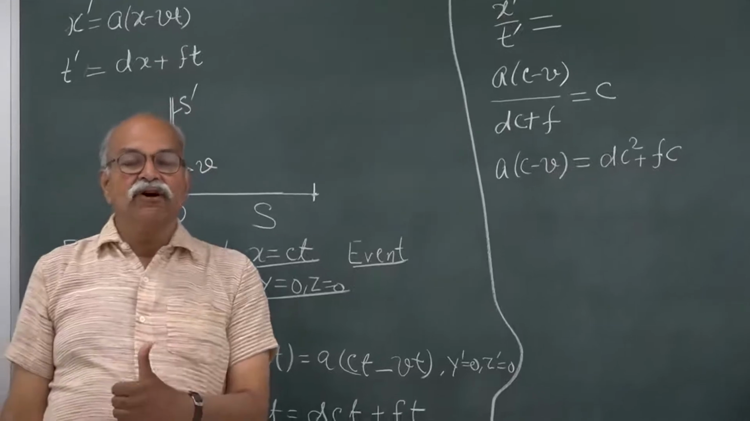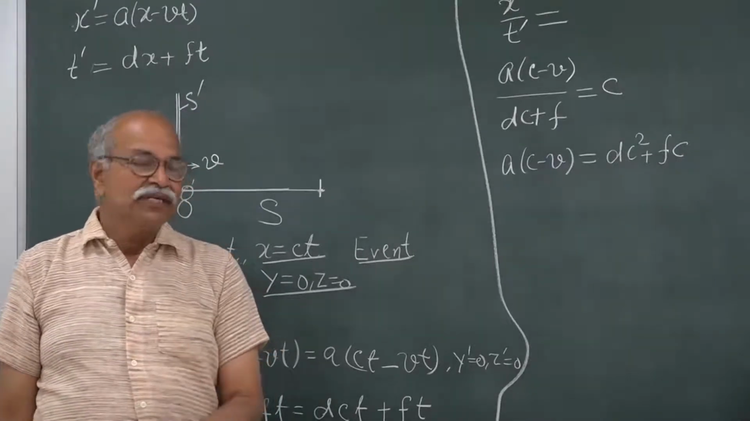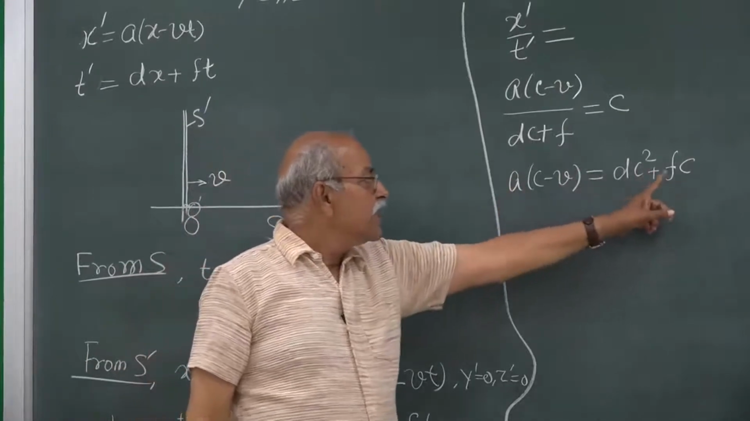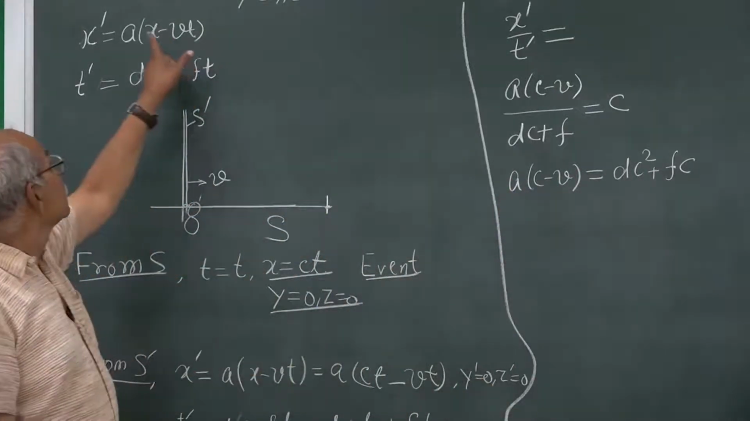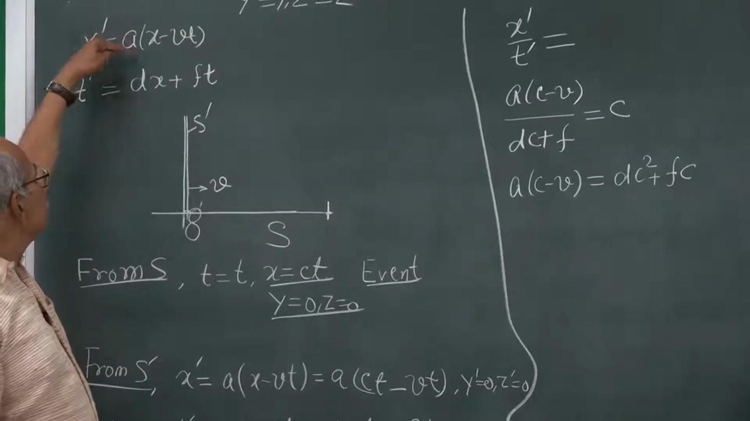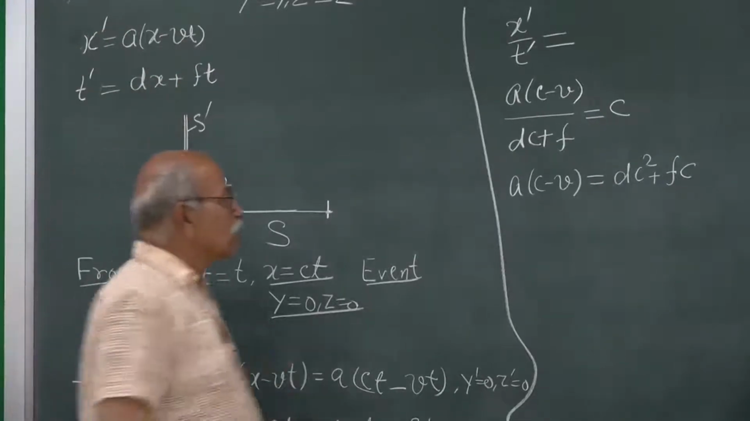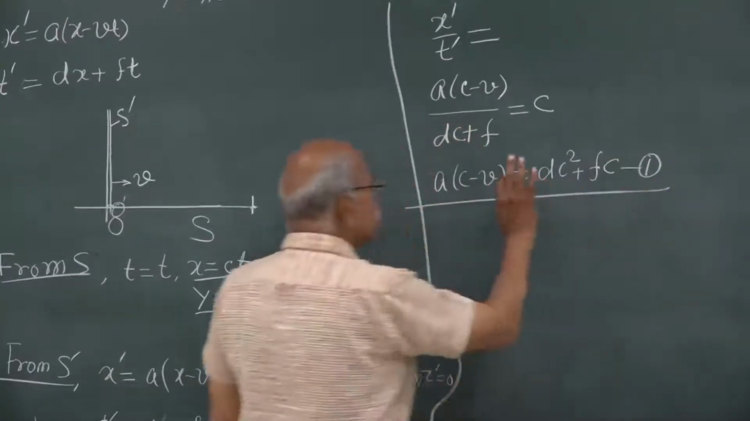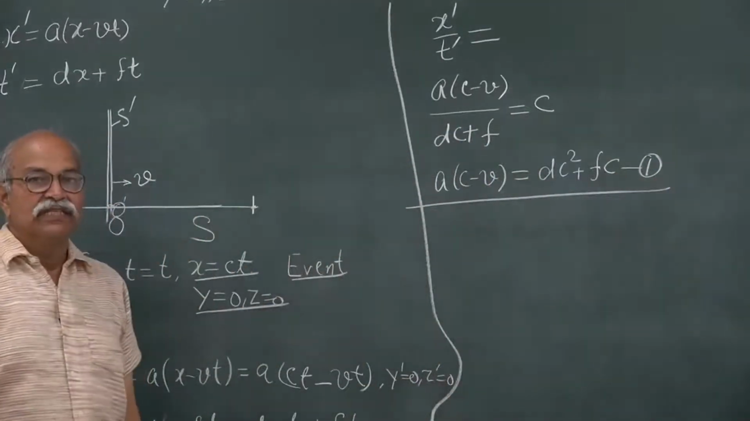So, we have gotten one equation in these three quantities A, D and F, that is, these are the constants coming A, D and F. So, we have gotten one equation. We considered one event and we got one equation.